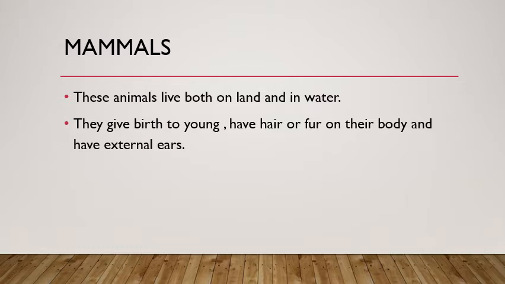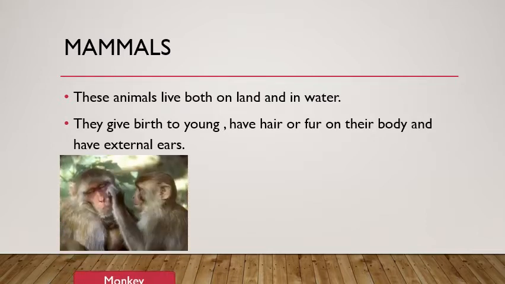Mammals, these animals live both on land and in water. It is not the same animal which lives in the water that can live on land. It is different animals. The mammals can be on the land also, and they can be in the water also. Why they are called mammals is they give birth to their young ones. That means we are all mammals. Man, elephant, whale, these are all mammals. Now, we give birth to our young ones. We don't lay eggs like snakes or other animals. We give birth to the young one, have hair or fur on their body, and have external ears.